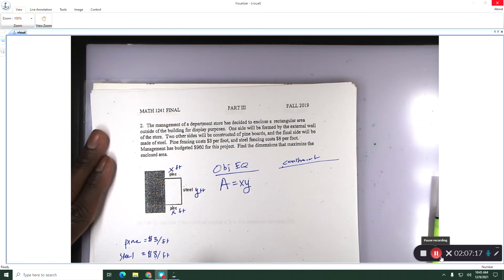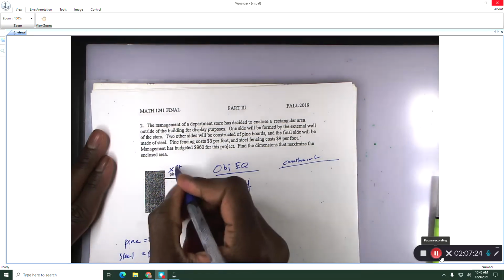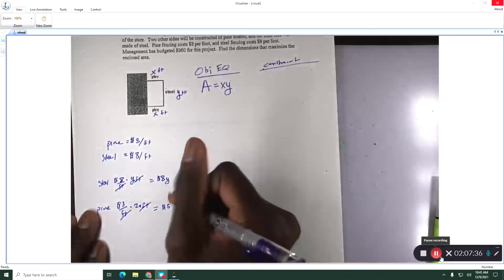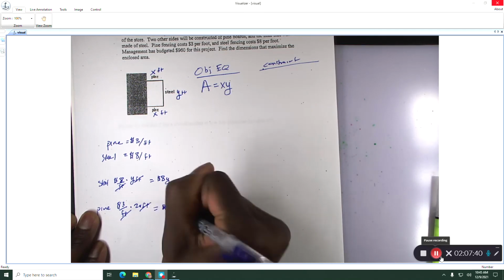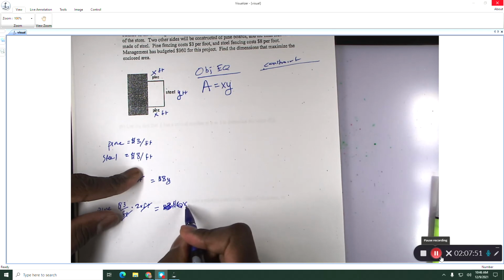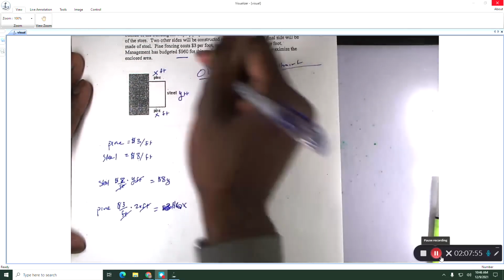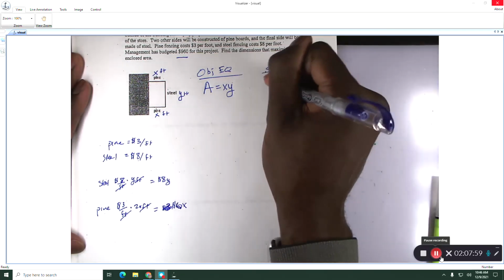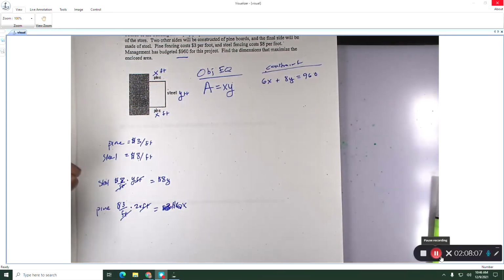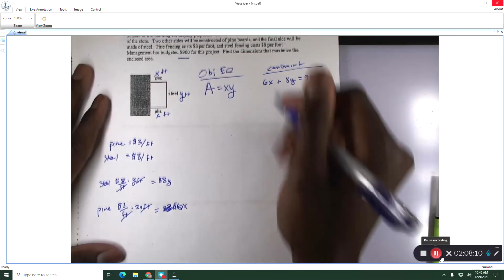This is for steel. For the pine, it's going to be $3 per foot. But here's the thing, we have 2x, so times 2x feet. We get 3 times 2x, which is 6x. And we can leave the dollars there. So that's our cost: $8 times Y and $6 times X. The cost, they told us, has been budgeted at 960. We're going to get 6X plus 8Y equals 960. I'm going to leave off the dollar signs because I don't need them right now.